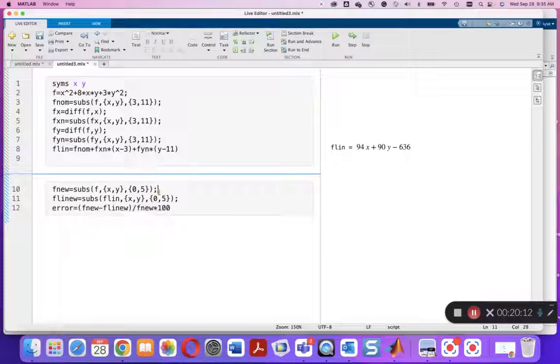And here is the percent error. And I'm using the same function names. So the error will be 348%. It's a really big error. So it's probably not really acceptable to use the linearized function for those two new points, 0 and 5.